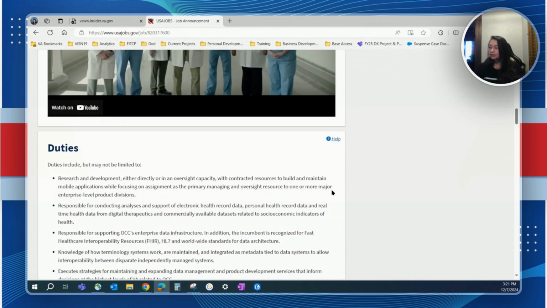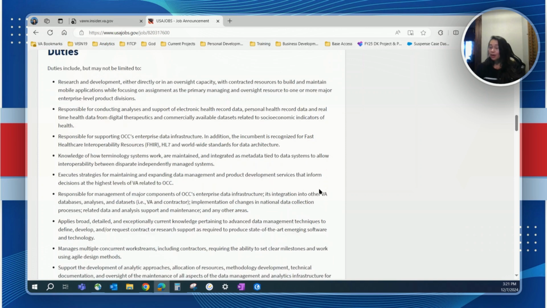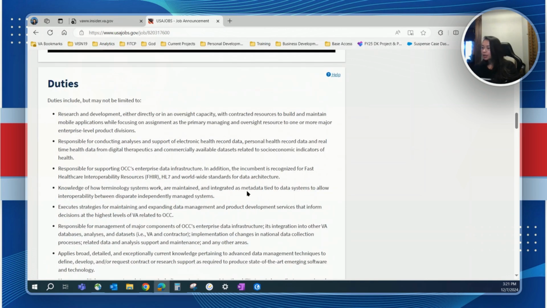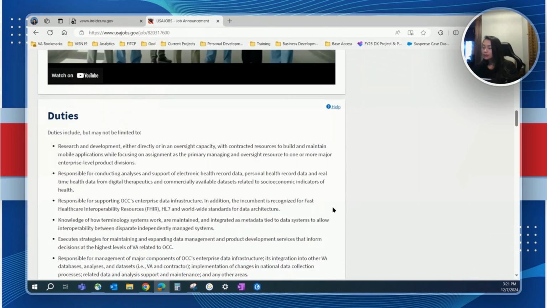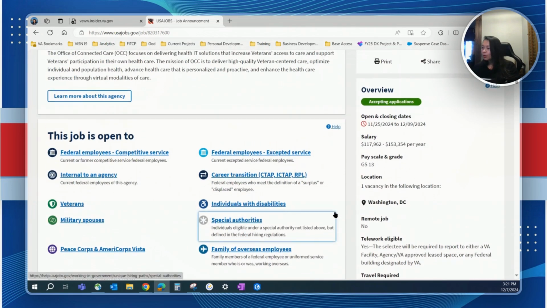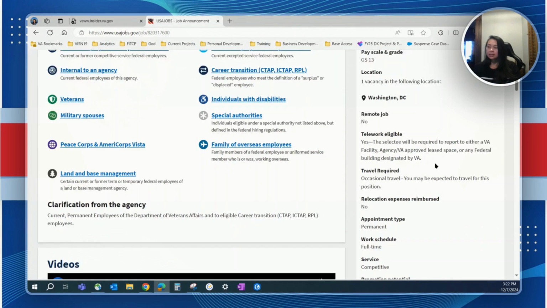You can take a look at the different duties. Here it gives you what they're looking for as far as your qualifications. Again, it's an analyst position, and this one is supporting what's called the OCC's Enterprise Data Infrastructure. You can research what OCC stands for, and that is the Office of Connected Care. This one is eligible, so I can go ahead and take a look at it and apply.